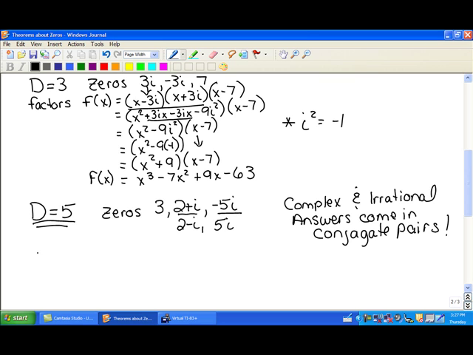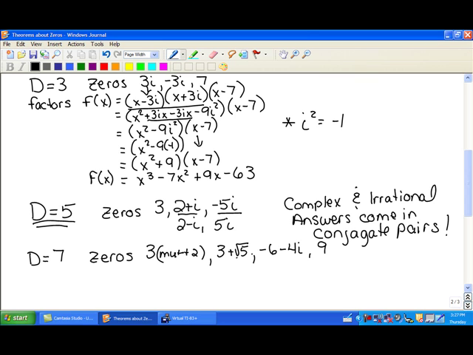Let's try that one more time before we go on. Let's say that we have a polynomial of degree 7, and that the zeros given are 3 with the multiplicity of 2, 5, or 3 plus the square root of 5, negative 6 minus 4i, and 9. How many zeros are you actually given? We'll count them up.